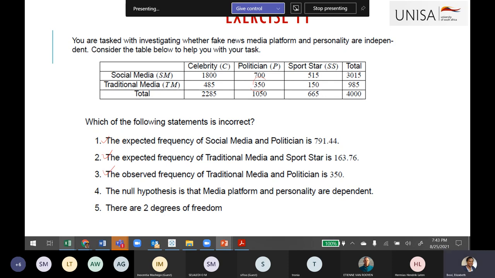Number five, the degrees of freedom, we've got two rows, 2 minus 1, we've got three columns, 3 minus 1. So that would be 1, that will be 2, 1 times 2 is 2. So that is correct. That will be the incorrect one because null hypothesis should state independent. Independent, yeah.